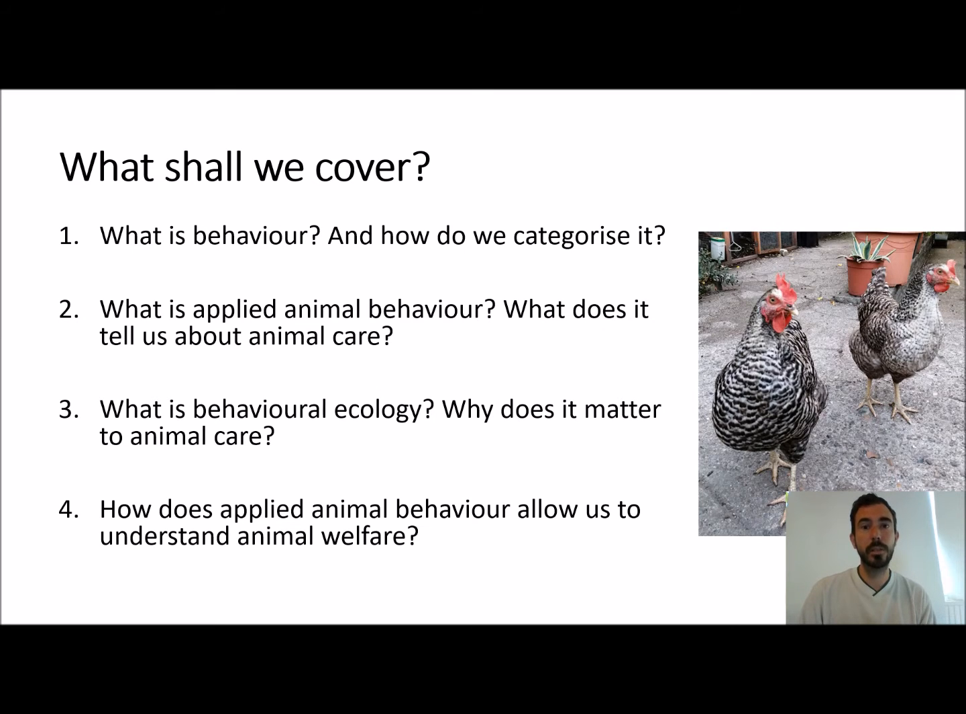This presentation covers how we categorise behaviour and how we know what behaviour actually is, the application of animal behaviour knowledge to animal care and management as an example of why behavioural ecology should be used when we consider the uses of animals in society, our understanding of what we mean by behavioural ecology as a definition and an evolutionary construct, and how applied animal behaviour, i.e. the use of data or the use of information on behaviour patterns, allows us to understand animal welfare.